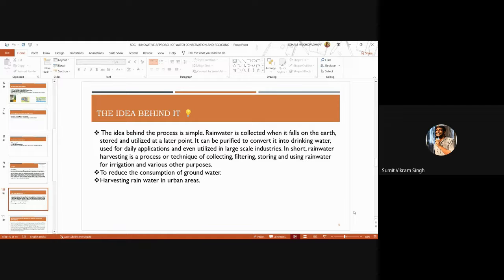So rainwater is collected when it falls on the earth, stored, and utilized at a later point. It can be purified and converted into drinking water, used for daily applications, and even utilized on a larger scale in industries also. So, in short, rainwater harvesting is a process or technique of collecting, filtering, storing, and using rainwater for irrigation and various other purposes.